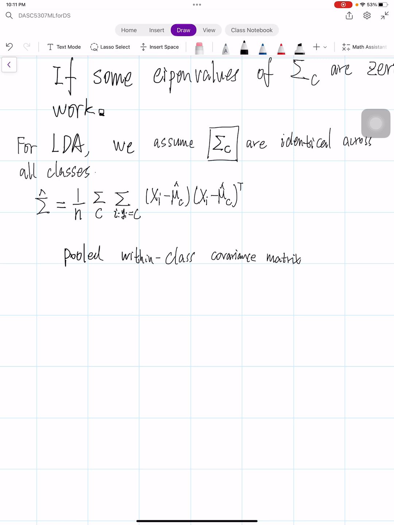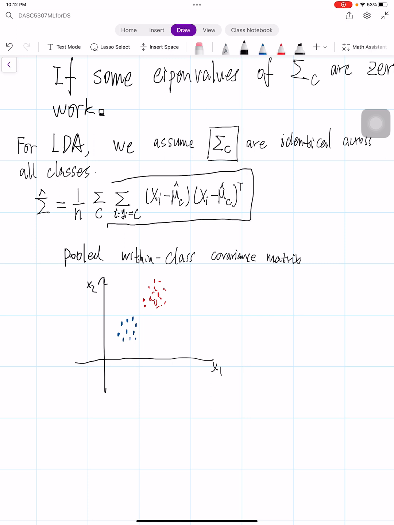Here is one example. If we have two features again, x1 and x2, suppose now we have two classes of labels. The first one maybe here, and the second class is here. The part inside the summation estimates the variance for each class. This is called the within class covariance part. This means the covariance within each class.